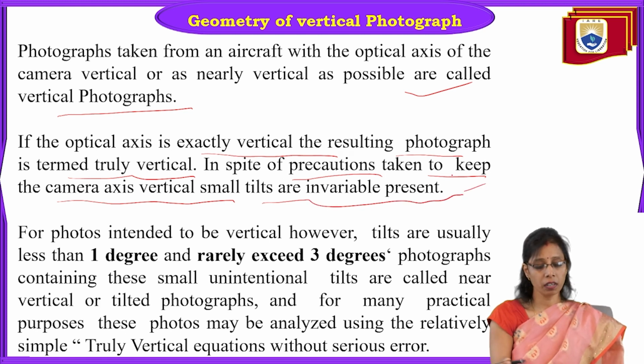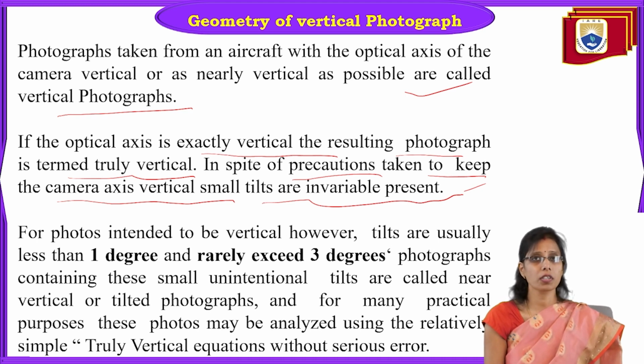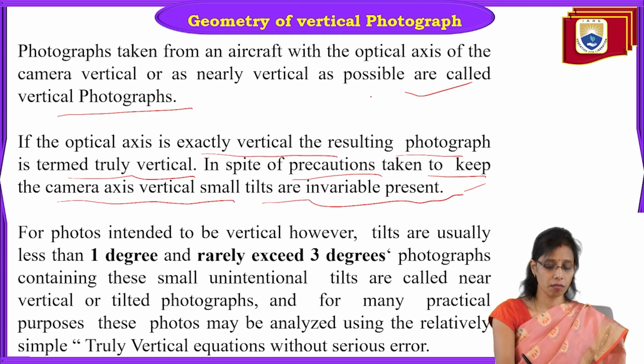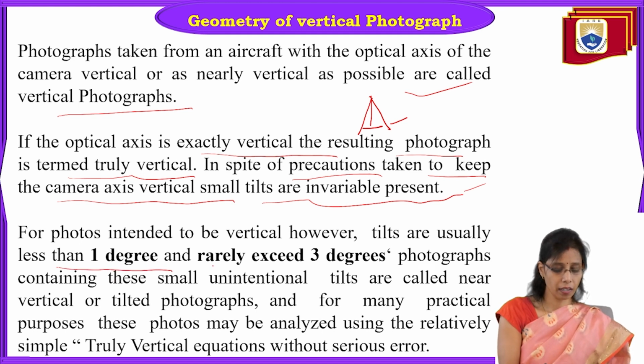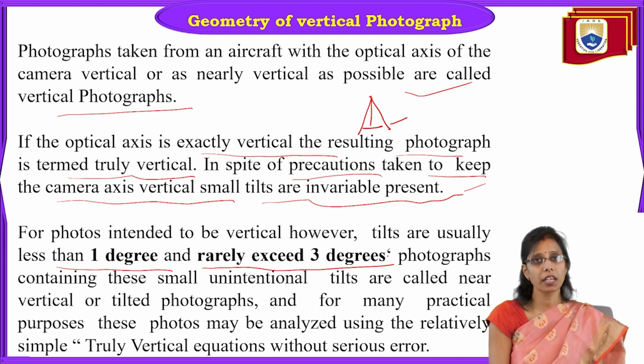So whenever they try to take a vertical photograph, even though precautions are taken, sometimes slight tilts happen. Even so, it's a vertical photograph. As we discussed in the previous lecture, vertical photographs are of two types: true and tilted. True means truly vertical to the ground. Tilted means less than 1 degree, and it rarely exceeds 3 degrees.